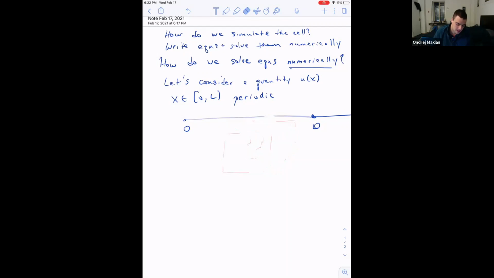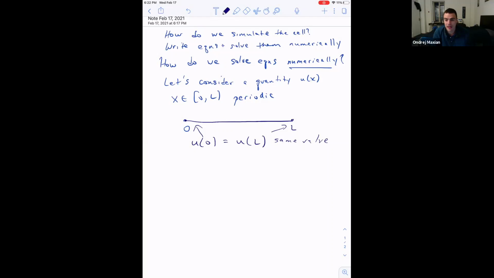So from a mathematical standpoint, what it means for a quantity to repeat is that any quantity defined at zero and L is the same. So U of zero equals U of L. The value here and the value here have to be the same. The reason is, if I take that domain and paste it on the other side, I better have the same value at the beginning point as at the end point. Otherwise I'm going to have two different values and it doesn't make sense which one I choose.